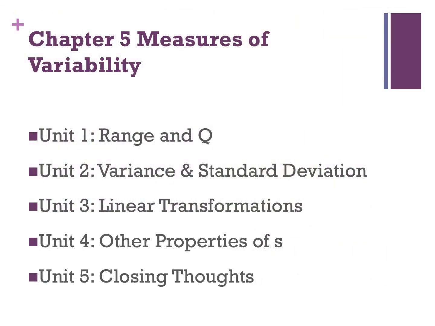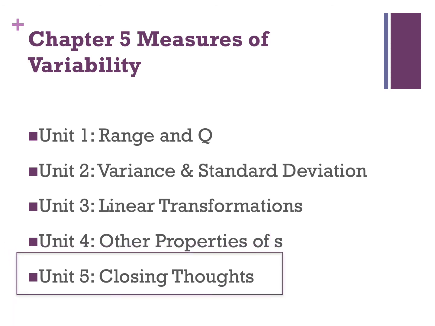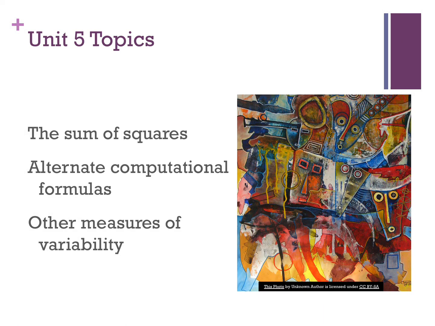Our topics, in summary, for Chapter 5 were Unit 1, Range and IQR, Unit 2, Variance and Standard Deviation, Unit 3, Linear Transformations, Unit 4, Other Properties of S, or Standard Deviation, and now we're on Unit 5, Closing Thoughts. Our topics for Unit 5.5 are the sum of squares, alternate computational formulas, and other measures of variability.